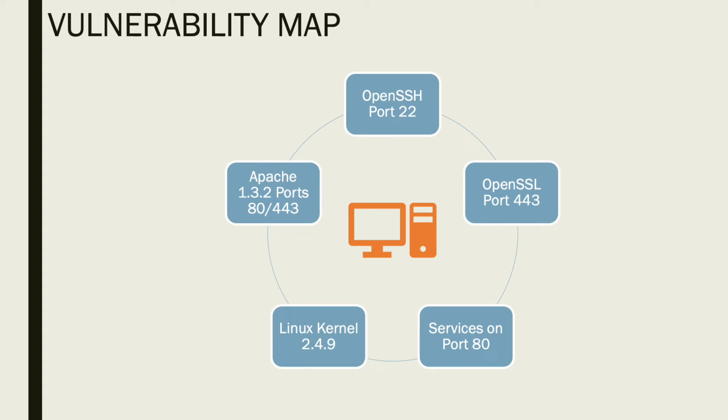And for our vulnerability map here, I basically mapped around the system the different ports that some vulnerabilities were discovered on. OpenSSH presents vulnerabilities on port 22. OpenSSL presents vulnerabilities on port 443. We've got multiple services running on the HTTP port 80 that present different vulnerabilities. The Linux kernel itself, upon research, presented some vulnerabilities. And then Apache 1.3.2, running on both ports 80 and 443, has some different vulnerabilities that can be exploited as well.